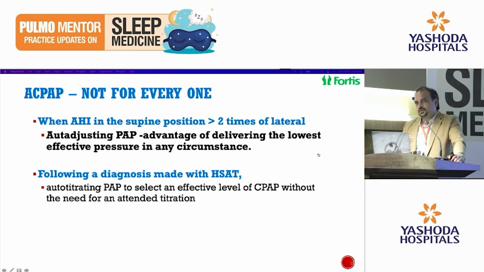When you have positional sleep apnea, probably it is the best choice. When the patient has recurrent upper airway obstruction in terms of frequent nasal congestion, probably it has some use. And for patients in whom you have done a home sleep study, for titration you can apply this machine for a period of 7 days, see the mean pressure, and then set the pressure accordingly. So it is not for everyone. It will not work for all your sleep apnea patients.